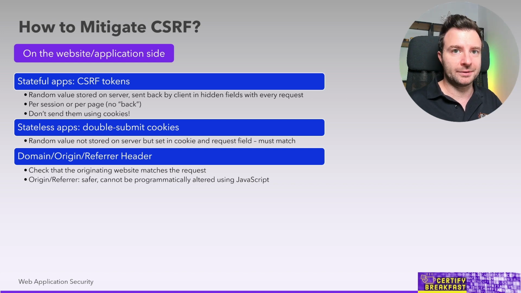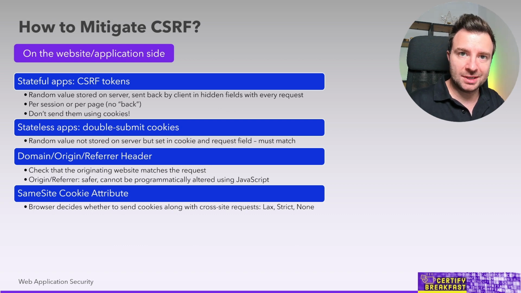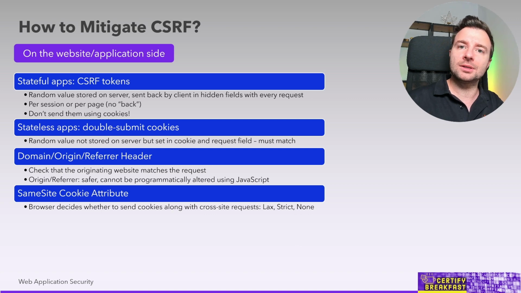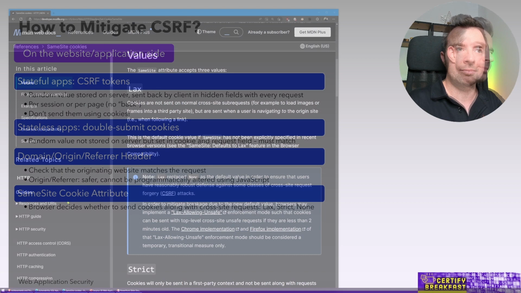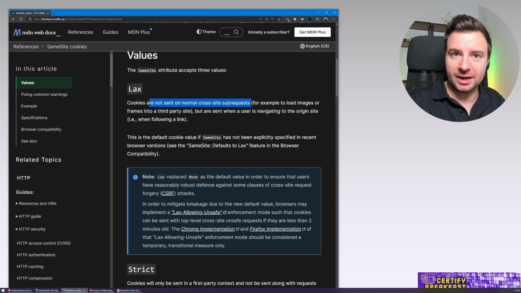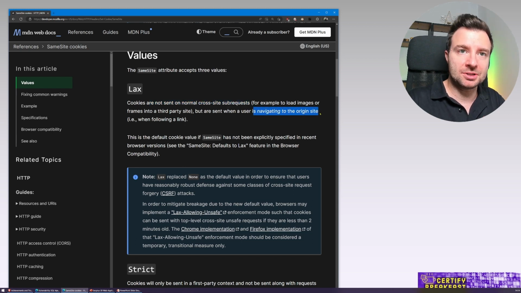be modified using JavaScript. Another method is by enabling the SameSite cookie attribute in the HTTP response header. The SameSite cookie attribute says whether to send the cookie along with a cross-site request or not. It has three possible values. For example, Lax, or relaxed, when cookies are not sent on normal cross-site requests. So normally they're not sent whenever you're clicking on a different website, but they are sent whenever the user is navigating to the origin site.